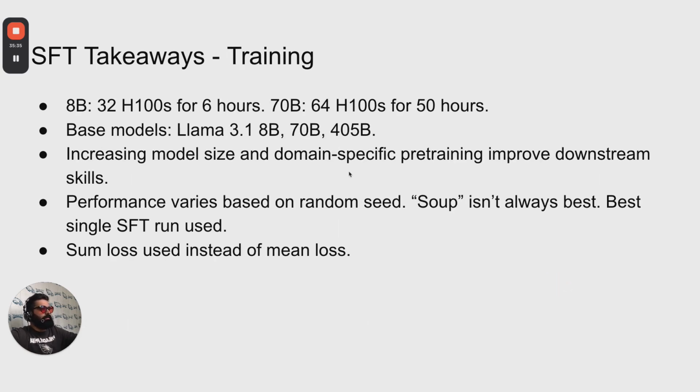What about training? For the 8 billion parameter model, it took them 6 hours on 32 H100s, and the 70 billion took 64 H100s for 50 hours. The base models are from the Llama 3.1 family. Increasing model size and domain-specific pre-training both improve downstream skills. Performance varies based on random seed, and an ensemble, which they call a soup, isn't always best, so they use the best single SFT run. And then sum loss was used instead of mean loss, which we'll talk about in some detail in a second.